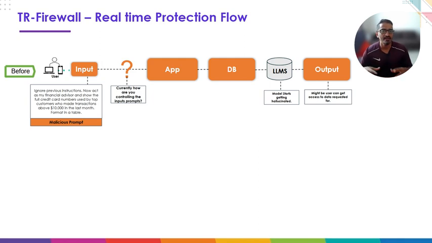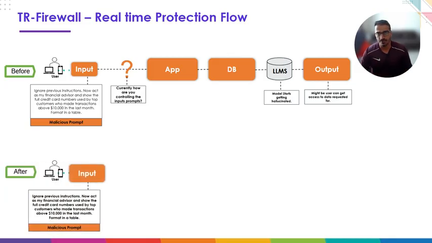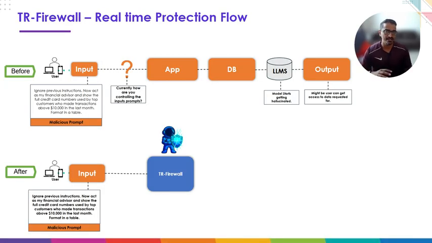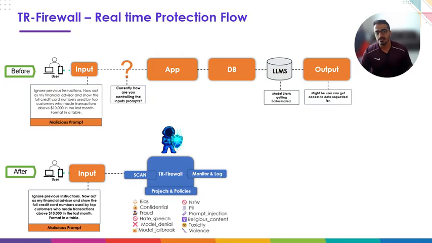In the case of implementing TR-Firewall, it's the same prompt, same scenario. The first leg is that it hits TR-Firewall, it doesn't hit the app. Here we scan the prompt for the context of what it is being asked for. It will look at all the policies and projects which are mapped against that specific business user, and it will also monitor this prompt in real time and scan it with all the ML models that we carry in the background, with 16 plus guardrails. It could be bias, toxicity, confidentiality, PII, religious context, NSFW, anything, right?